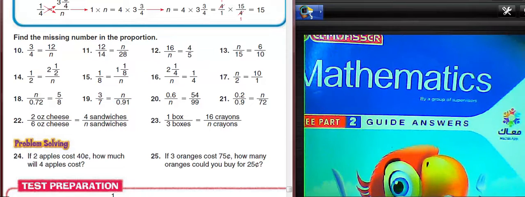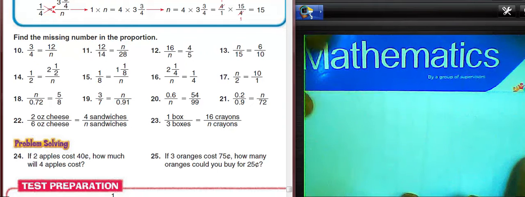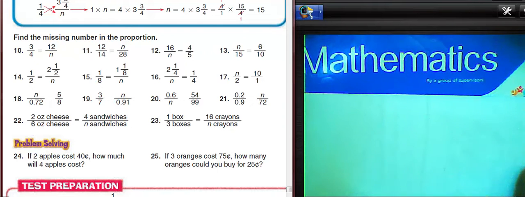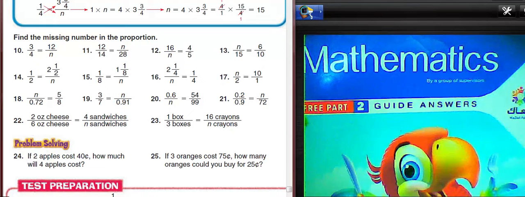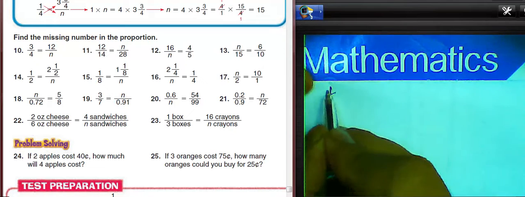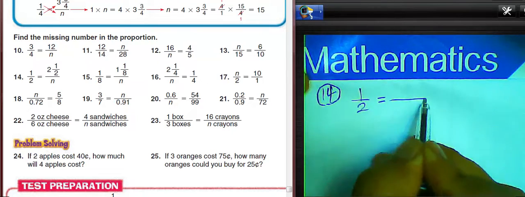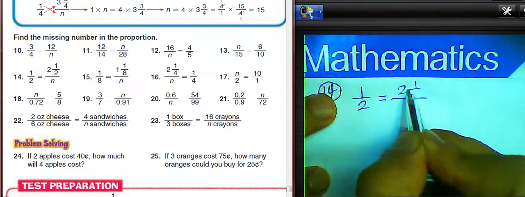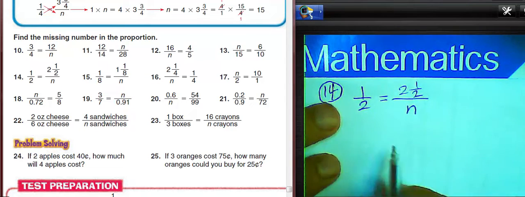What about question 14? Now we will solve question number 14. Question 14: 1 over 2 equals 2 and a half over n. Who can solve it?